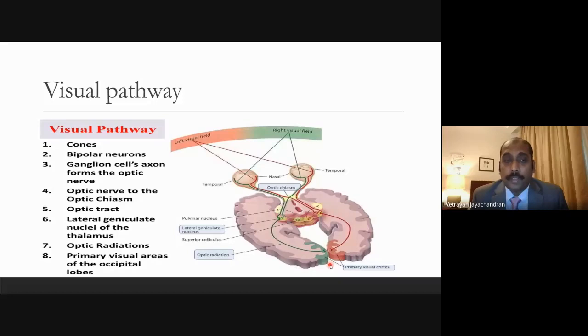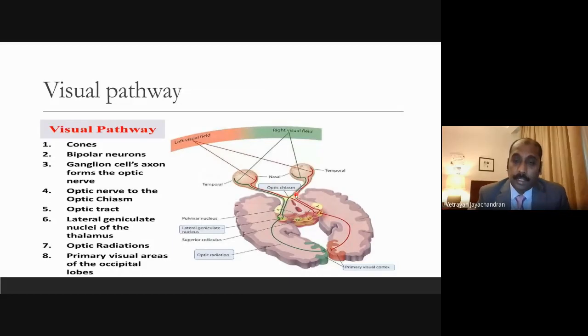If you see the physiology of this visual pathway, we have two fibers in the eye, called the nasal fiber and the temporal fiber. The right nasal fibers and the left temporal fibers bring the right visual field, and the right temporal fibers and the left nasal fibers bring the left visual field. This information is carried through the optic tract and intersects at the optic chiasma. Then the right visual field goes to the left part of the brain, and the left visual field goes to the right part of the brain.